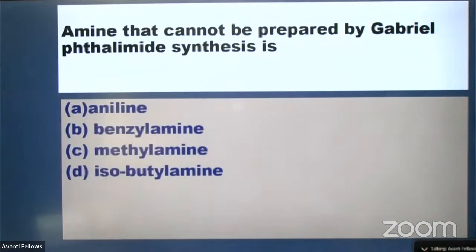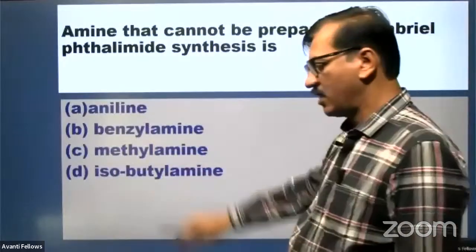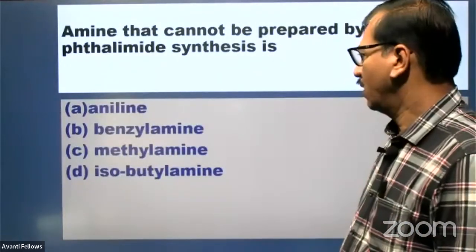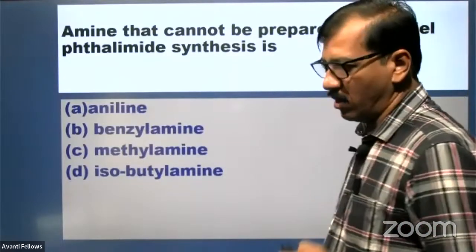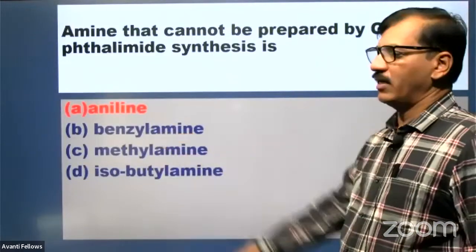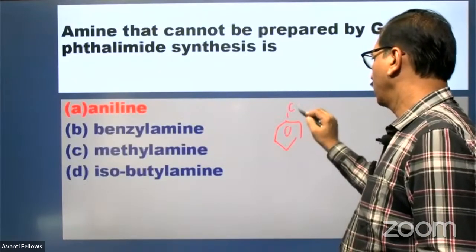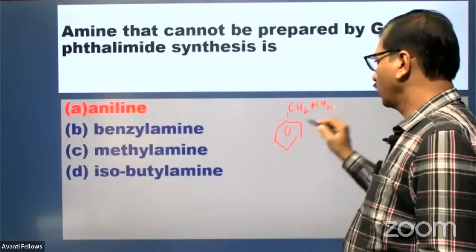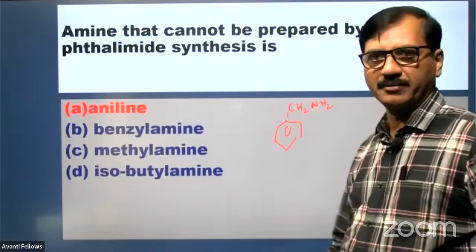The amine that cannot be prepared by Gabriel phthalimide synthesis is aniline. Benzylamine can be prepared because it is a primary halide. Benzylamine, methylamine, and isobutylamine can be prepared; aliphatic primary amines can be. Remember, this is benzyl. If the halogen is not directly attached to the ring, then we can prepare it.